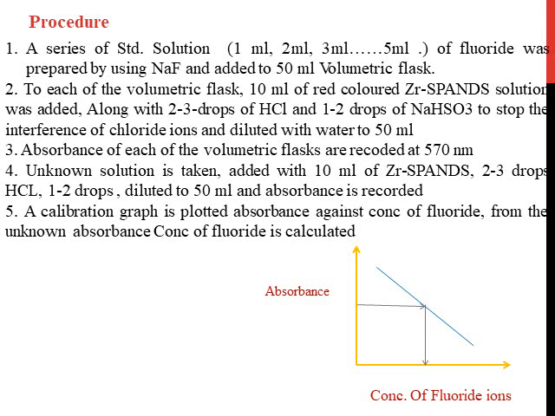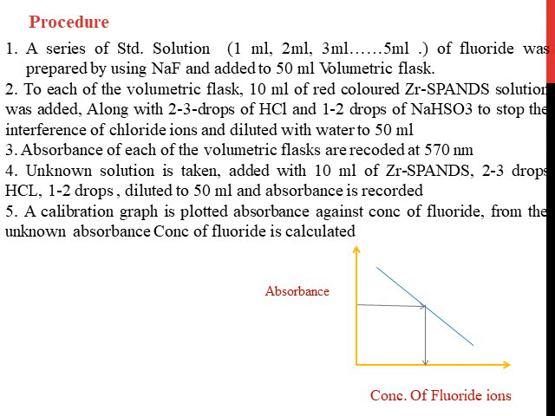In the colorimetric instrument there is a small cuvette. In that cuvette, 1 ml of the test solution is taken and kept, and absorbance is noted. Here you have to see one condition: as the fluoride concentration increases from 1 ml, 2 ml, 3 ml up to 5 ml, the absorbance value goes on decreasing because it reduces the intensity of absorption of the red colored zirconium spandas solution. Now the absorbance of each volumetric flask is recorded at 570 nanometer.